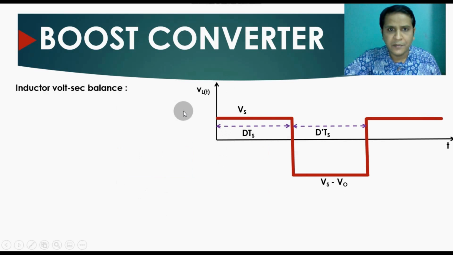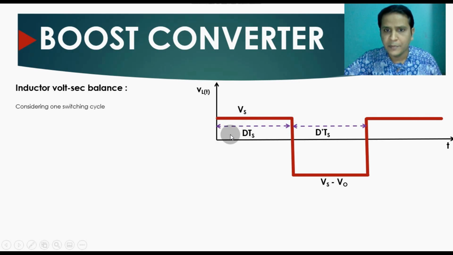Now we will apply the inductor volt second balance. Inductor volt second balance we have already seen in the buck converter video. The area under this curve equals 0. That means if you apply your volt second balance for inductor, what would be your equation? We will be considering one switching cycle, that means start from DTS plus D prime times TS. So there is one switching cycle, that means one on time and then we have off time, right?